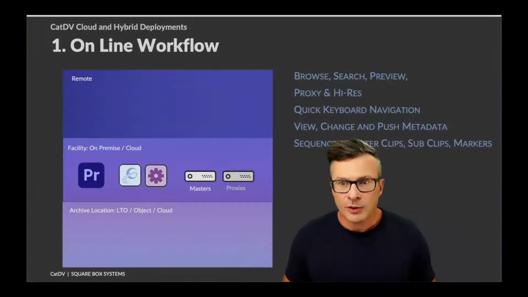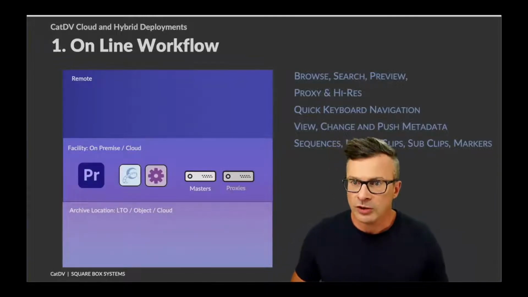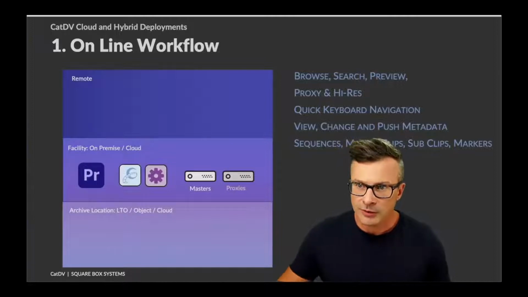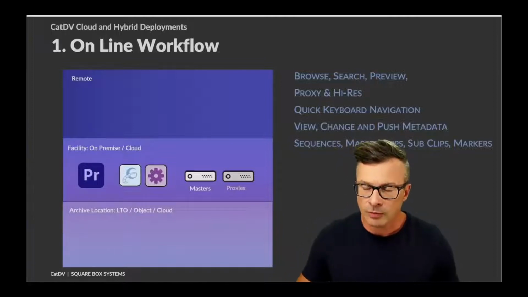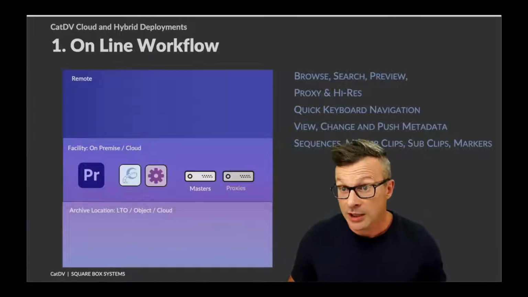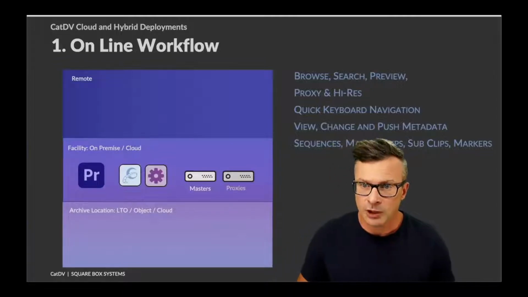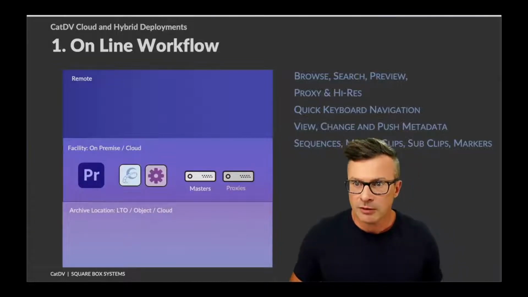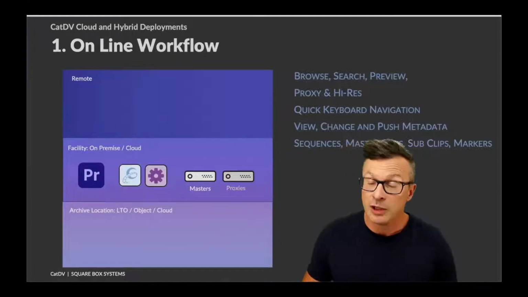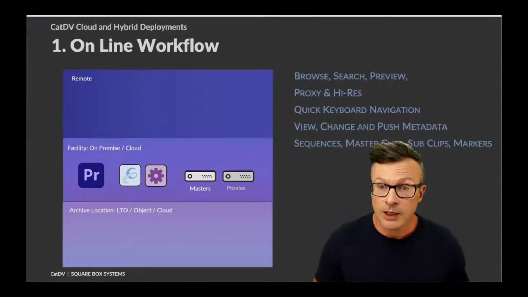One of the cool things that we've got is really quick auditioning of content. So keyboard shortcuts to navigate around content with our cursor keys, JKL and space for being able to do very quick previews, even at fast speeds. We're going to be able to see metadata from CatDV, both in terms of looking at it and changing it and pushing it into Adobe.